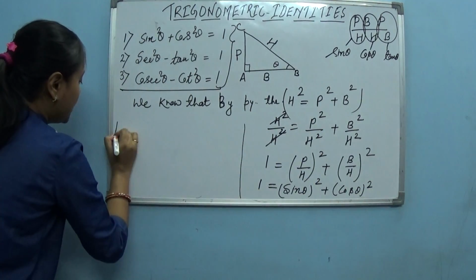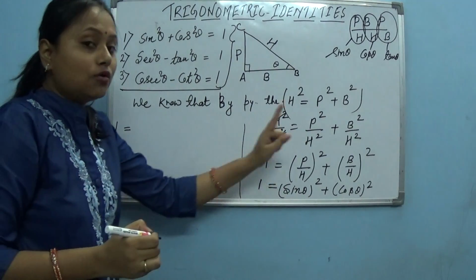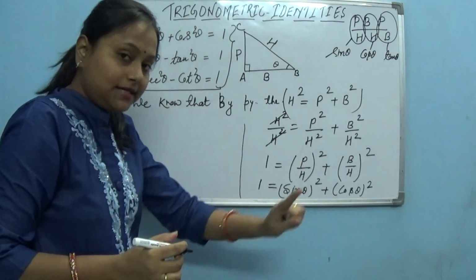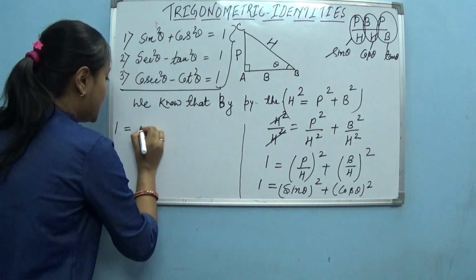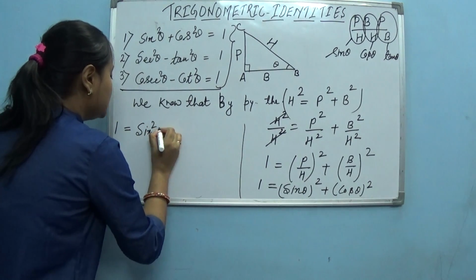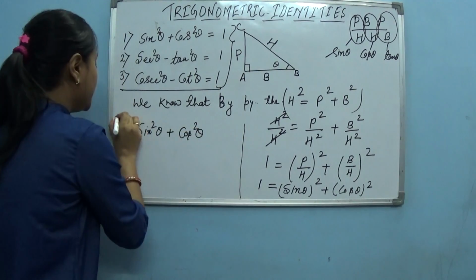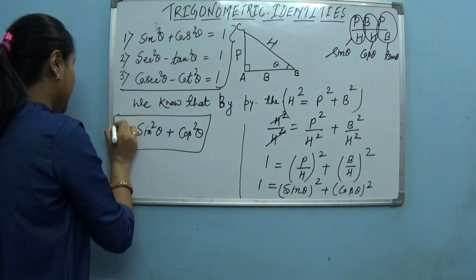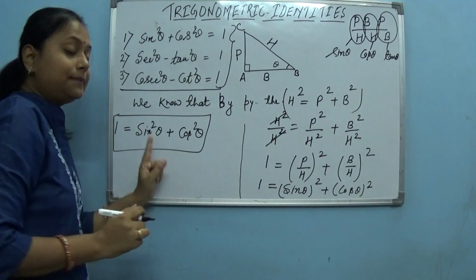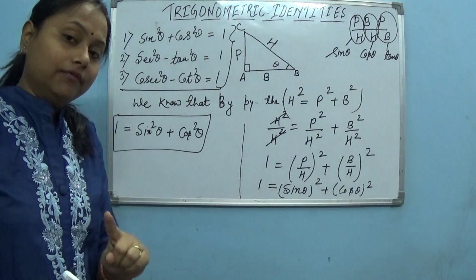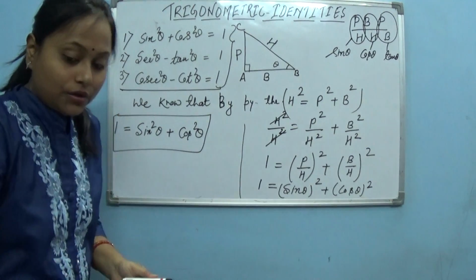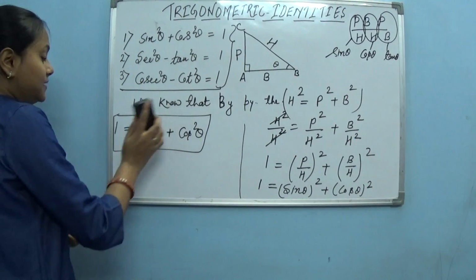We can write 1 is equal to sin theta whole square, which means sin square theta. So sin square theta plus cos square theta. So we get the first fundamental identity here: sin square theta plus cos square theta is equal to 1. Clear is it? Now we prove the second fundamental identity.